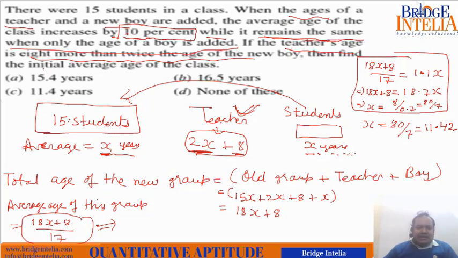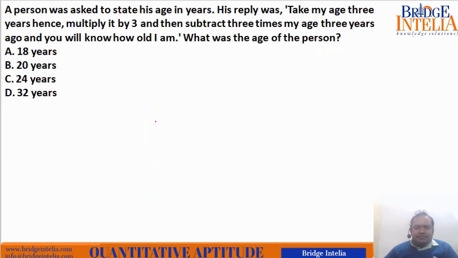So what is the question? Find the initial average of the class. So the initial average of the class we have assumed to be equal to x. So the initial average of the class came out to be 11.42. So this option is the correct option. Let's move to the next one.